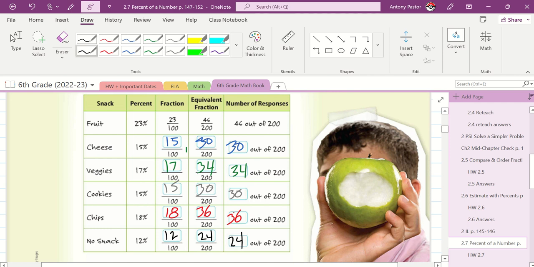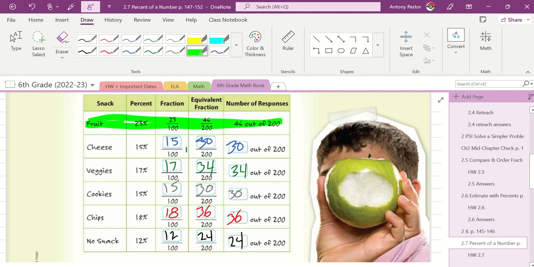Now, assuming the next question asks you which one is the most popular choice, it's going to be fruit. Fruit had 46 kids choose it, aka 23%.